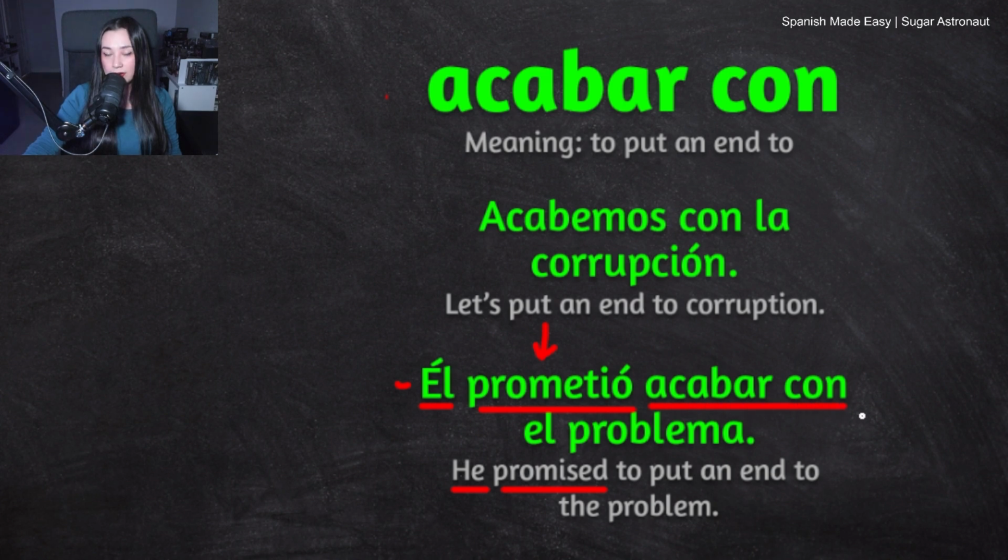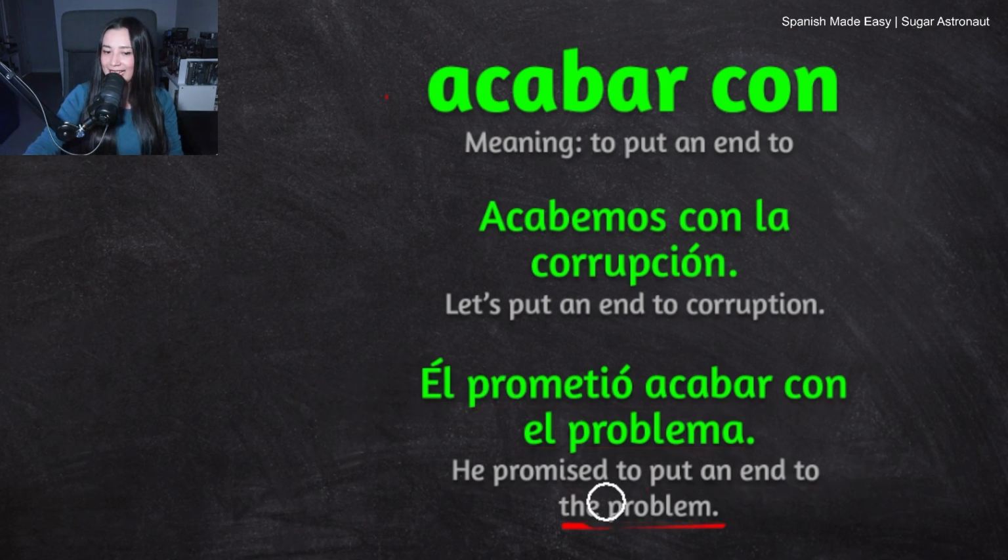Acabar con, sorry, that's the phrase we're learning right now, and that means to put an end to. Él prometió, he promised to do something. What is that something? Acabar con, put an end to, el problema. The problem. Remember, problema is masculine. It's a masculine noun and it means problem, right?